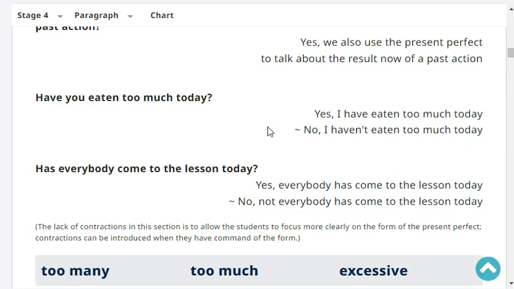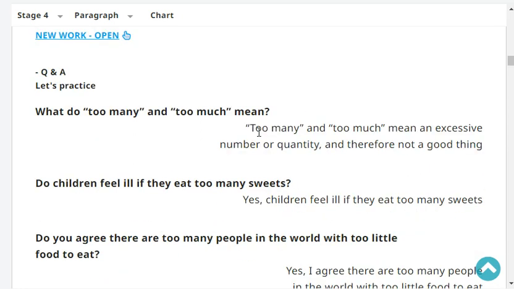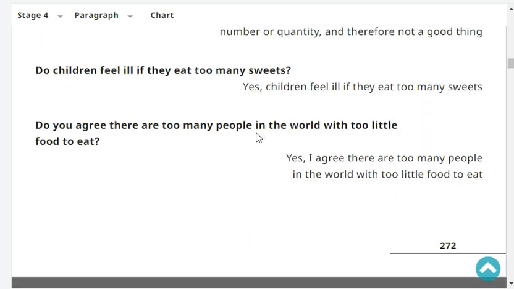Very good. What do too many and too much mean? Too many and too much mean an excessive number or quantity, and therefore not a good thing.